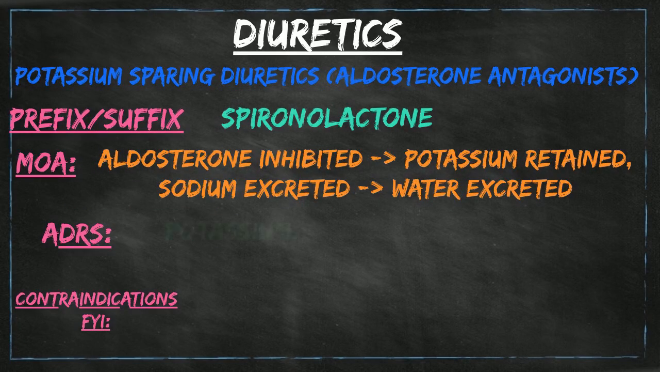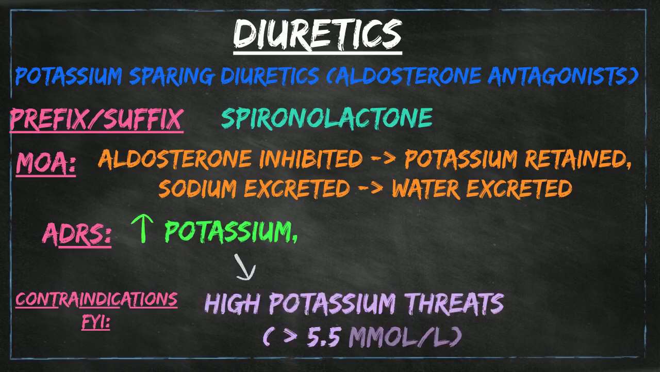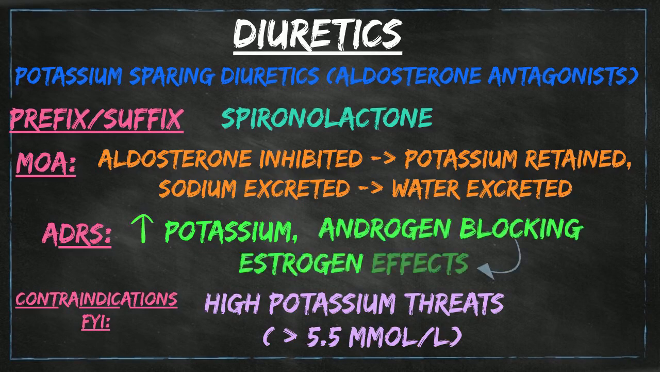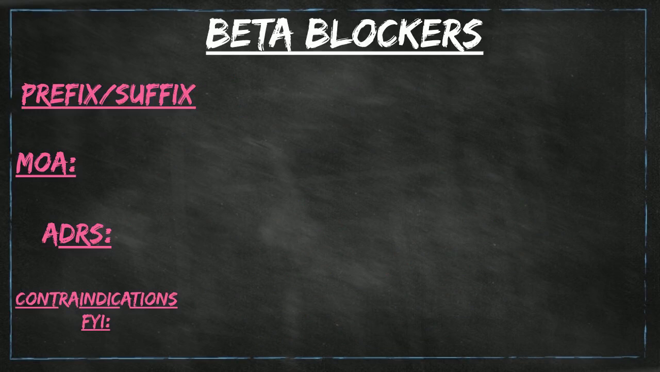Adverse effects include hyperkalemia, therefore caution should be given when a patient has an elevated potassium at baseline. Spironolactone also acts as an androgen-blocking agent, blocking effects of testosterone, which causes estrogen effects to be expressed like breast development and higher-pitched voice.